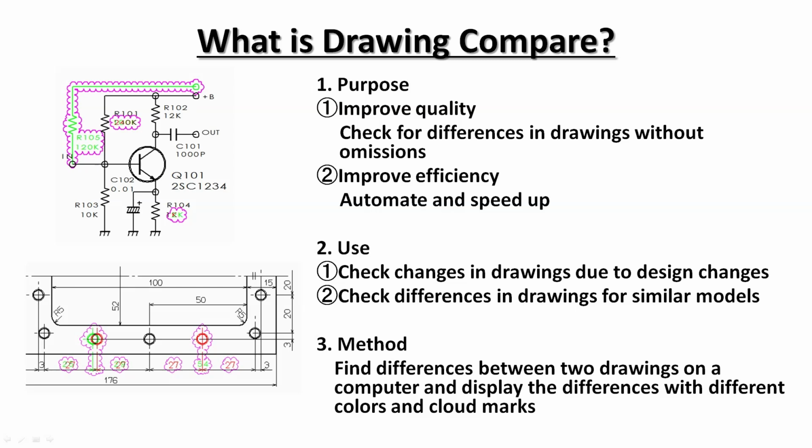Drawing comparison is used to check for changes made when a design is changed, and to check the differences between drawings of similar models. Drawing comparison is done by using a computer to find the differences between two drawings and displaying the differences easily by using different colors and marking the changed parts with cloud marks.